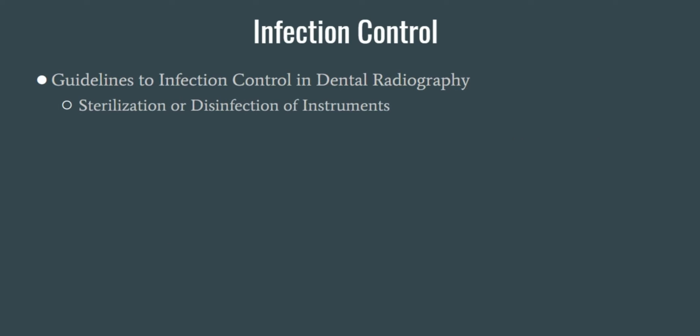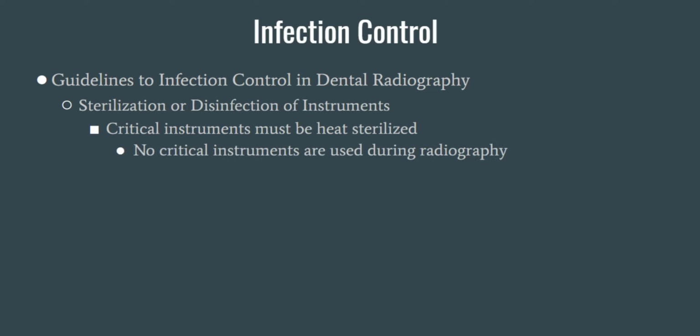Another guideline we'll have to follow is sterilization or disinfection of instruments. And all of the instruments have different classifications. So the first classification we got to follow is a critical instrument. Those must be heat sterilized. Typically, there aren't any critical instruments used during radiography, so we don't have to worry about this as much because the examples of a critical instrument would be things that cut bone or tissue. So your forceps, scalpels, scalers, different surgical burrs, those aren't typically used with radiography, so no critical instruments to really be concerned about in this situation.